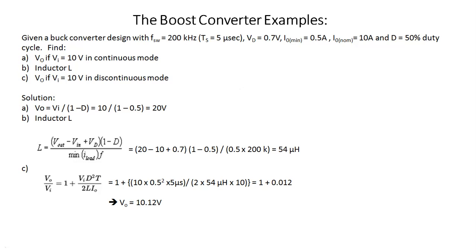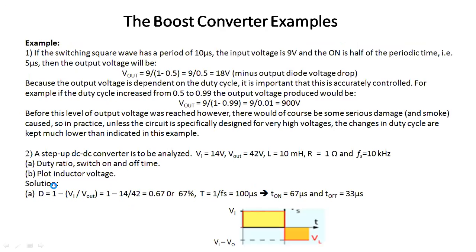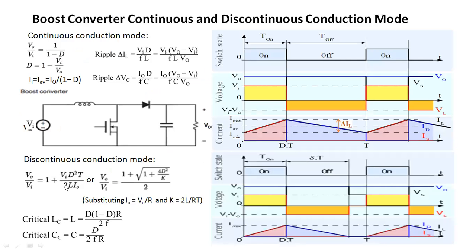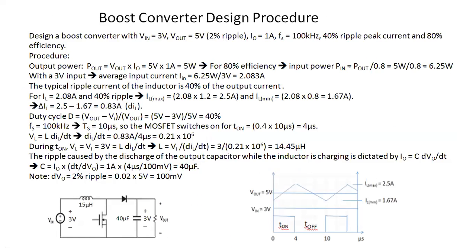Now you are supposed to find the value for the output voltage if Vi equal to 10 volt in the discontinuous mode. At that time, we are having the equation for the duty cycle in the form of inductor. So in the discontinuous mode, the voltage gain VO upon Vi equal to 1 plus Vi D square T upon 2 L into IO. So we can put these values.